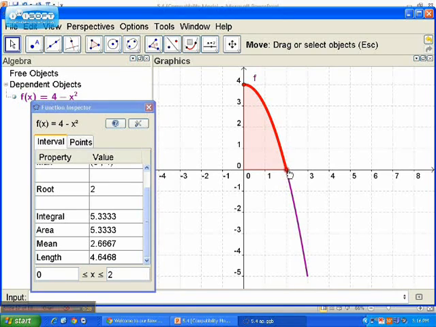If I continue moving along the axis, you can see the difference now. My integral is getting smaller because this area below is taking away from my upper area. However, the area total is increasing, and we can see once we get out here to 3 on the end, we get 7.6667. However, my integral is just 3.